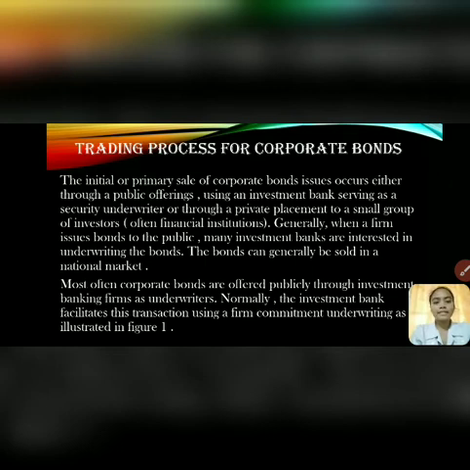The initial or primary sale of corporate bond issues occurs either through a public offering, using an investment bank serving as underwriter, or through a private placement to a small group of investors, often financial institutions. Generally, when a firm issues bonds to the public, many investment banks are interested in underwriting the bonds. The bonds can generally be sold in a national market. Most often, corporate bonds are offered publicly through investment banking firms as underwriters. Normally, the investment bank facilitates this transaction using firm commitment underwriting, as illustrated in Figure 1.